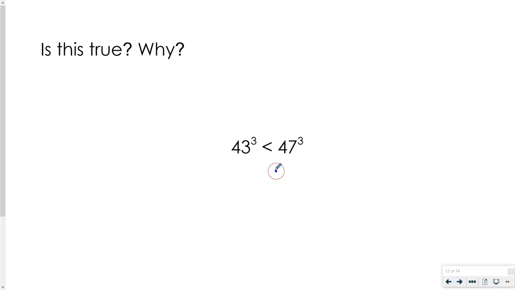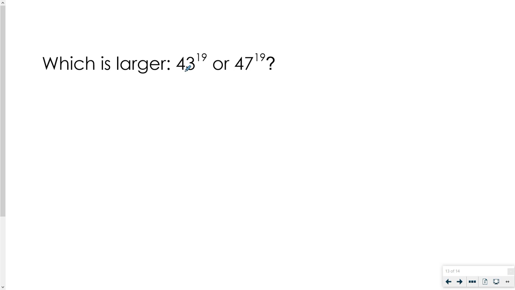So if we look over here, I've got 43 to the third, or cubed, and 47 cubed. So they're the same thing. So just ignore it. Which one's bigger, 43 or 47? Well, 47's bigger, so this answer will always be bigger. Same thing here. 43 to the 19th power or 47 to the 19th power? Again, same powers, so ignore it. Which number, which base is bigger? 47 is bigger, so the answer has to be bigger. As long as you're doing the same thing to both, it doesn't matter what you're doing. All you have to do is compare the size of the base.